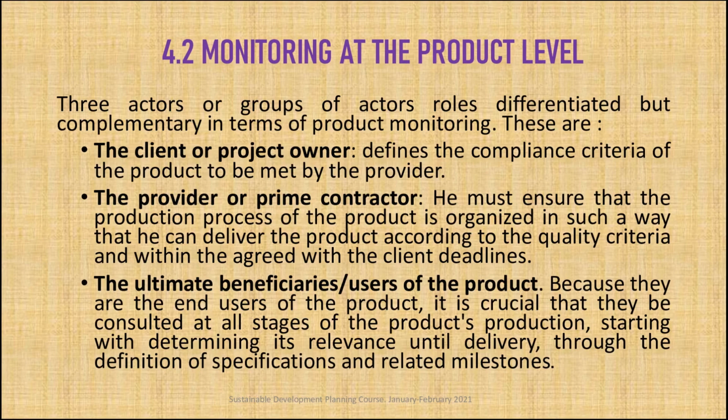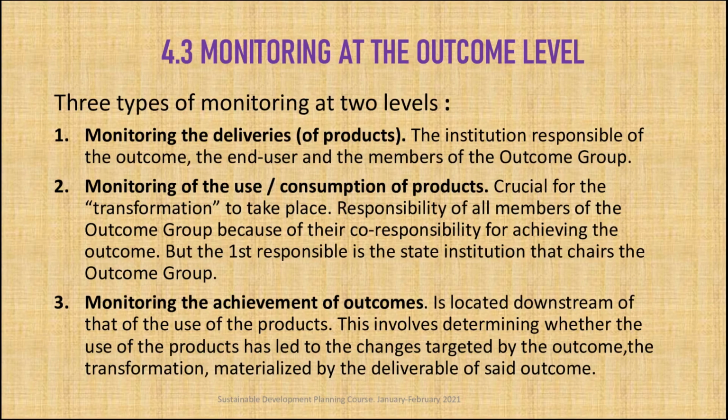The third actor group is the ultimate beneficiaries or users of the product. Because they are the end user of the product, it's critical that they be consulted at all stages of the product production, starting with determining its relevance until delivery, through the definition of specifications and related milestones.